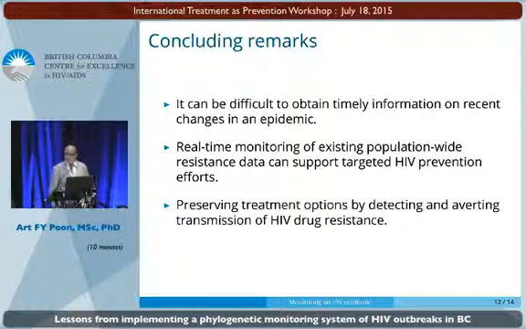Finally, this is helpful because it's difficult to obtain timely information on recent dynamics in an epidemic. So this real-time monitoring that's making use of data that we're already collecting routinely over time makes use of this population-wide resistance database and allows us to maximize the use of our resources. And hopefully, one of the main objectives with this is preserving treatment options in the province by detecting and averting transmission of HIV drug resistance.